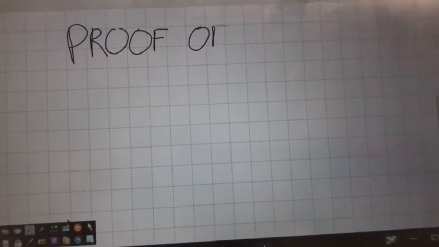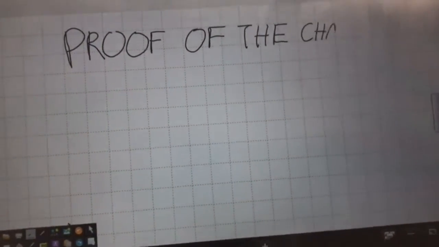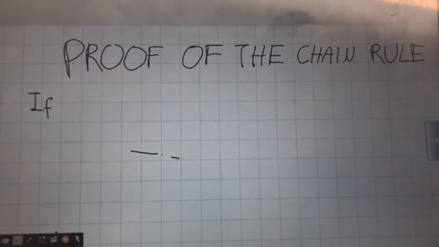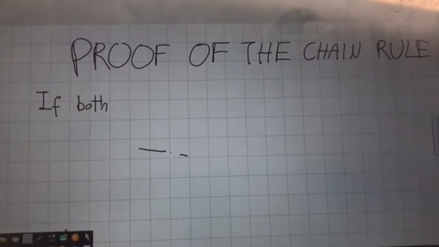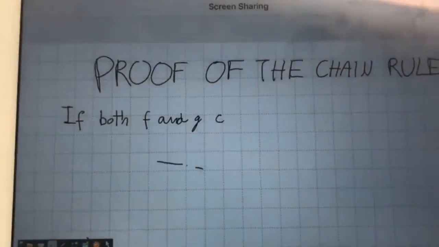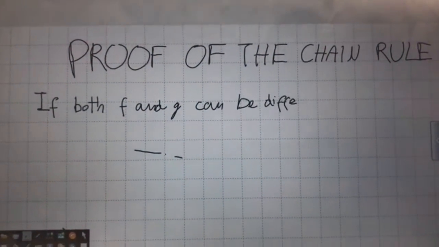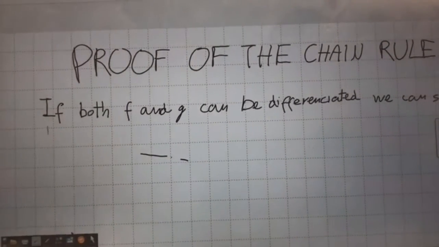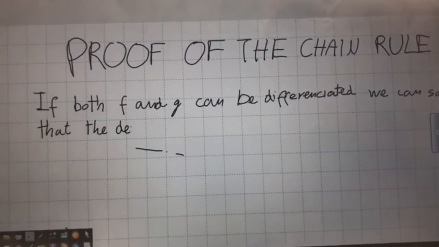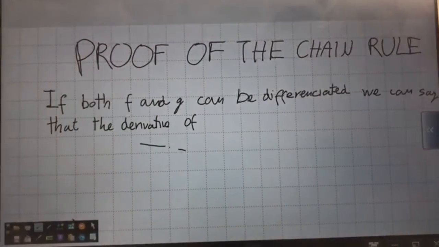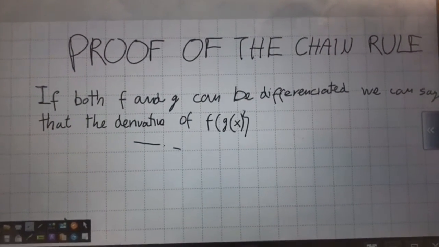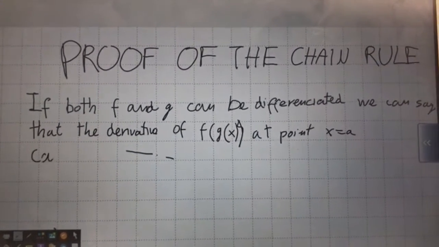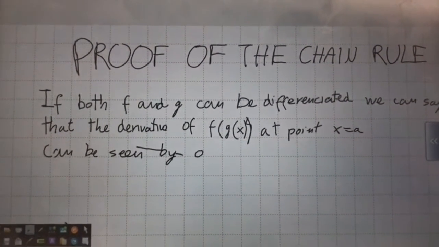So now I will show you the proof of the chain rule. The proof of the chain rule can be done in many different ways, but I decided to show you a fairly fast proof of the chain rule as we don't have much time in the video. So I will show an example: if both f and g can be differentiated, we can say that the derivative of f of g of x at point x equals a can be seen by doing.